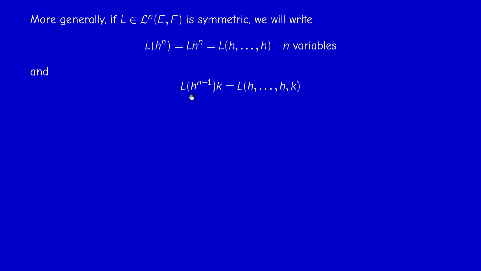And now, what if we replace the first n-1 variables by h and the last variable by k? Then actually we get a function of k. And this function is denoted by L h^(n-1). So L h^(n-1) is now a linear map from E to F. It takes an argument k and it produces this element of F. We just replace the last one by k. But of course we can put the k anywhere we like because it's symmetric.